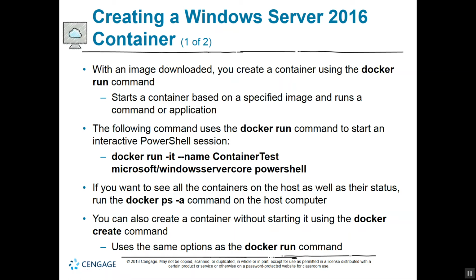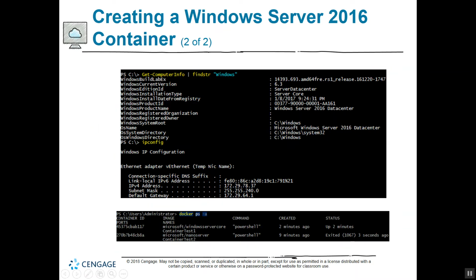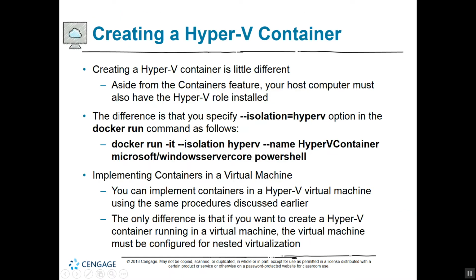If you want to see all the containers on the host as well as their status, it's docker ps -a. You can create a container without starting it using the docker create command. And then if you want to run it, just run the docker run command. Okay, so here we go, creating a Windows Server 2016 container in PowerShell.